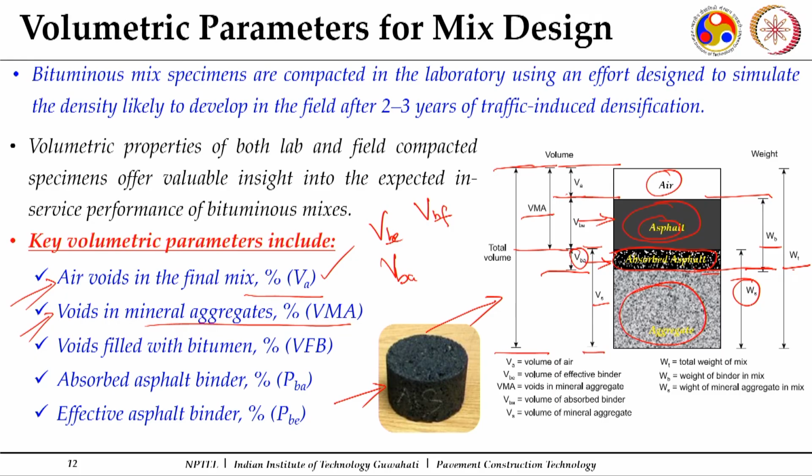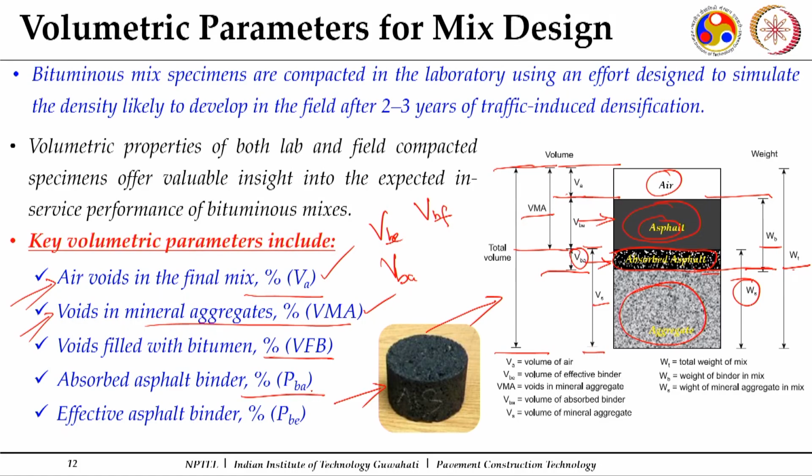Here only my binder is available, the free binder which is going to coat the aggregates, and the air voids. So, for me, voids in mineral aggregates is important. Voids filled with the bitumen, because out of the total voids which include asphalt, I need to know the share of the asphalt also, so that I can get an idea about how much coating is possible. I want at least a good share in this VMA from the volume of the asphalt.